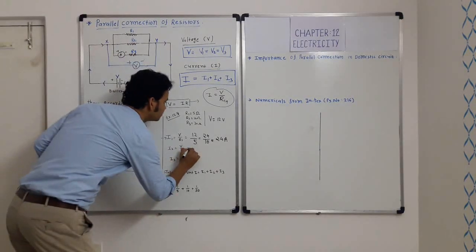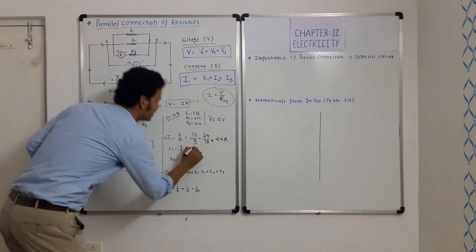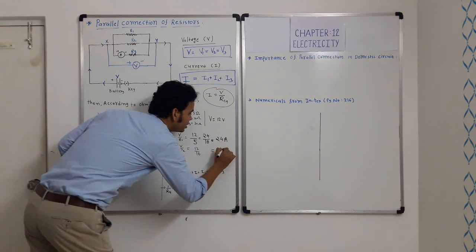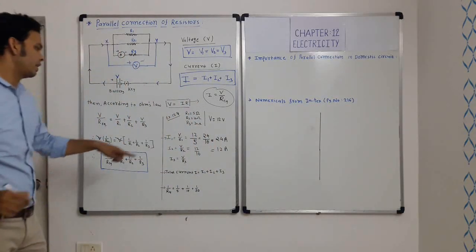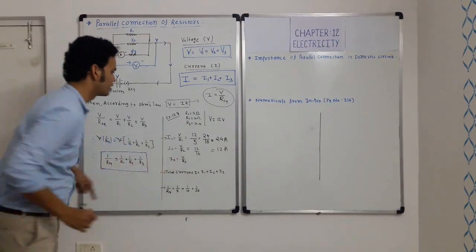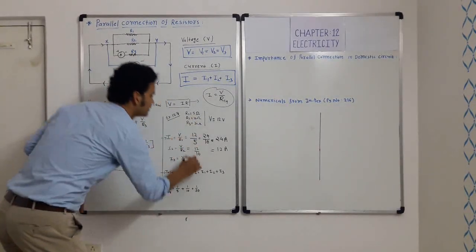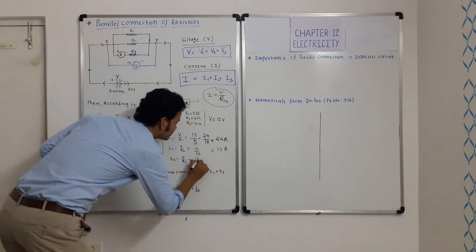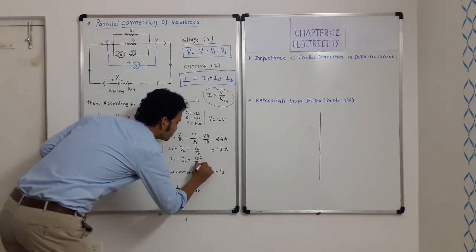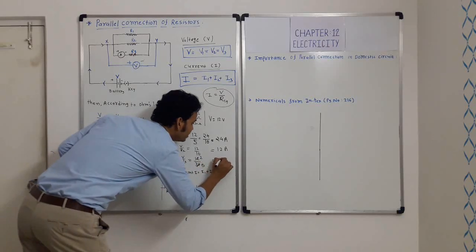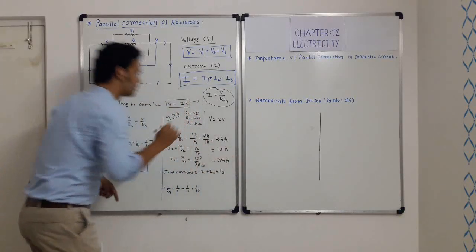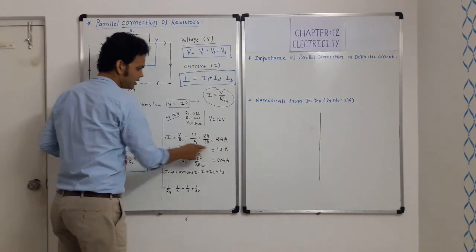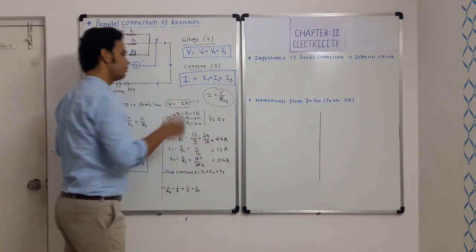Now I2 is equal to 12 upon 10, which is nothing but 1.2 ampere. And I3 is equal to V upon R3, V is 12 and this is 30. So 6 2s are 12, 2 by 5 is equal to 0.4 ampere. So the individual currents are I1 is 2.4, I2 is 1.2 and I3 is 0.4 ampere.